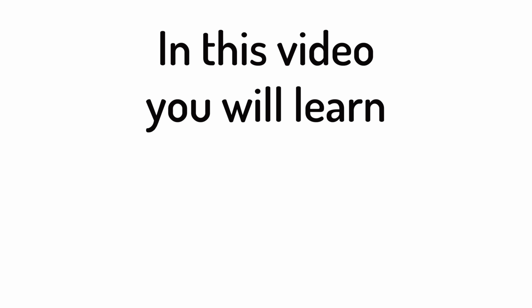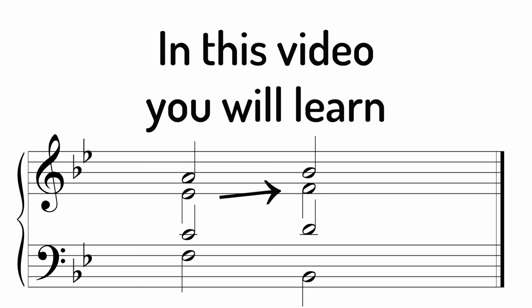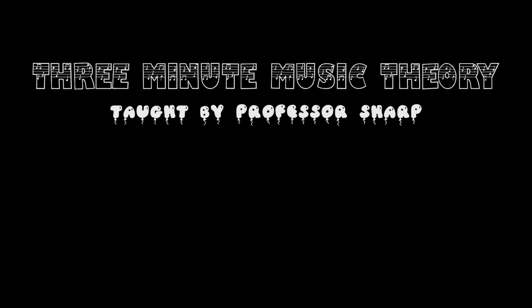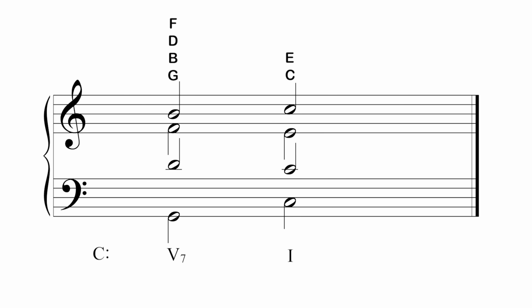In this video, you will learn the irregular resolutions of the 5/7 chord. Regular resolutions of the 5/7 chord emphasize good voice leading at the expense of having one chord or the other incomplete. Irregular resolutions to the 1 chord sacrifice voice leading to get 2 complete chords.